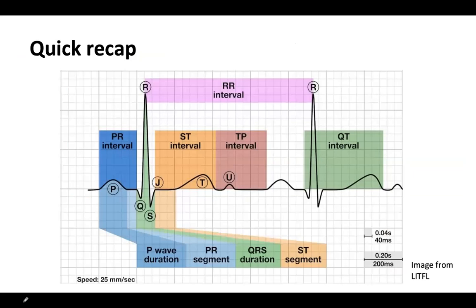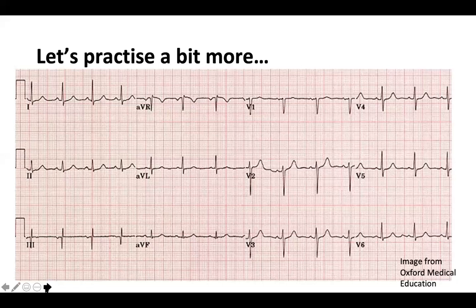Okay, so a quick recap of what we've gone through. We have our P wave, Q, R, S, the J point, our T wave, and then PR duration, PR segment, QRS duration, ST segment. Then don't forget, big square is 200 milliseconds, small square is 40 milliseconds, at a paper speed of 25 millimeters per second. Okay, we're going to go through a few cases and then I will let Logan take over.